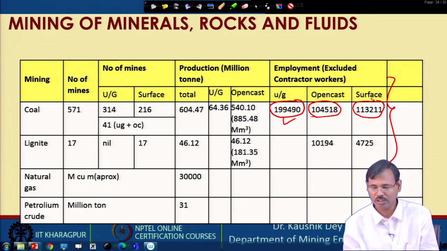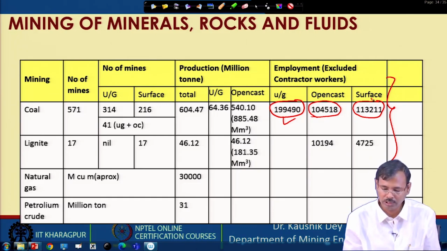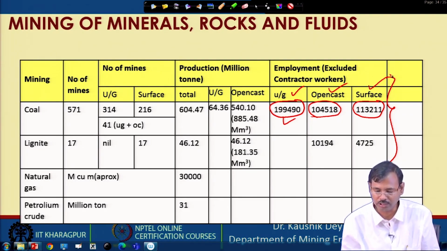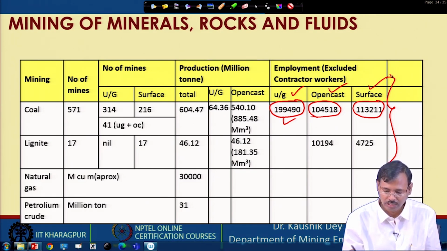Now, let me define the surface. Surface means the mining workers who are carrying out mining. Surface workers also means the office people who are on the surface. For underground, the timekeeper, the safety people, the plant people, those who work on the surface, or the magazine people, are considered as surface. So, this is the employment.